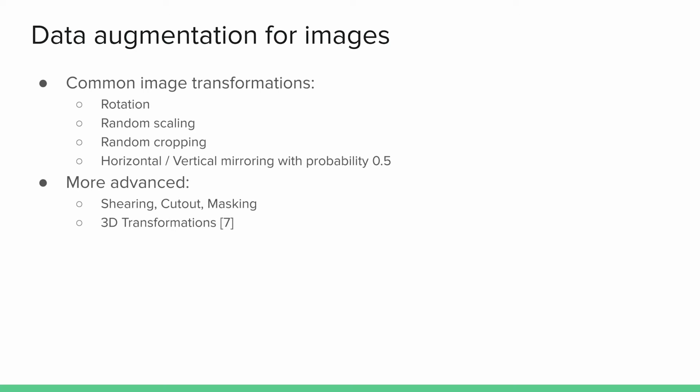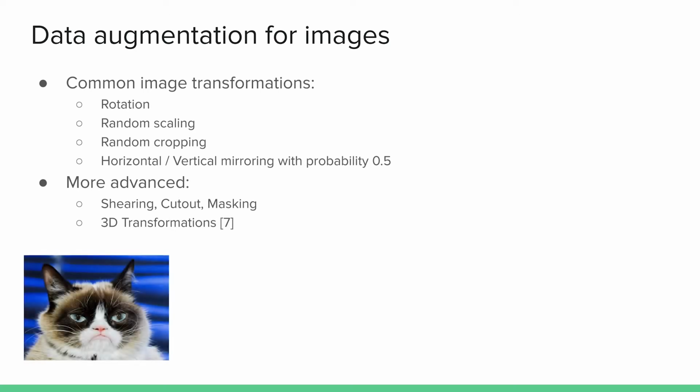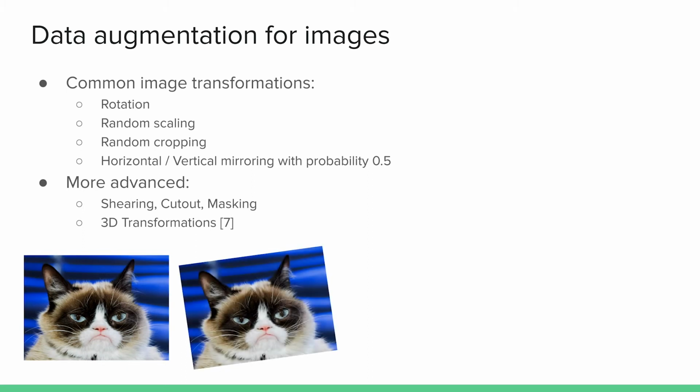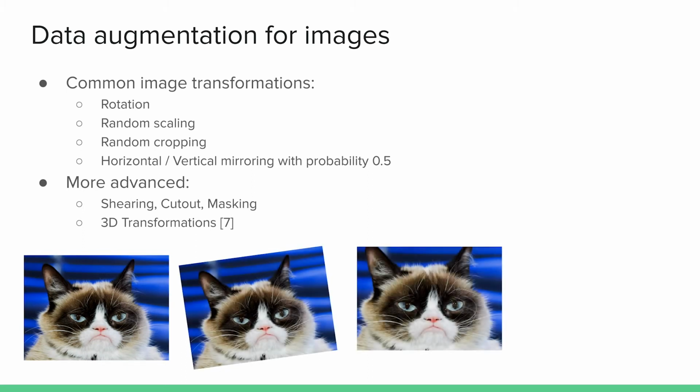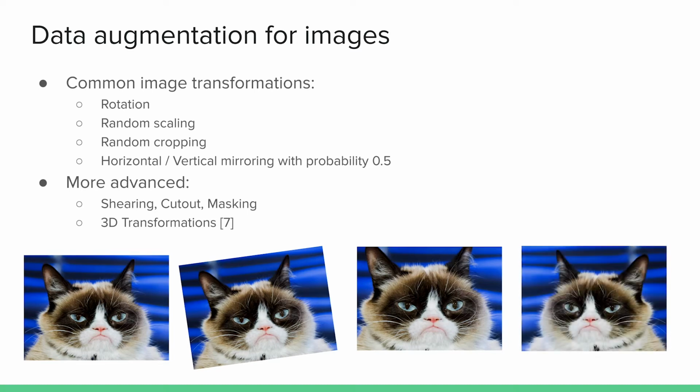The most common transformations for images are rotation, random scaling, where we try to zoom in or zoom out of an image, random cropping, where we just cut off some parts, and of course mirroring. At least for cats, this works fine because a cat that you mirror horizontally is still a cat.